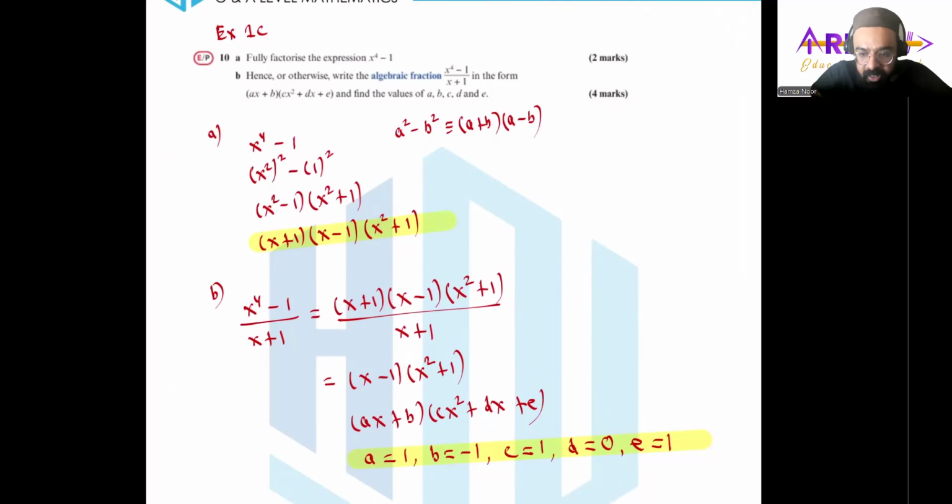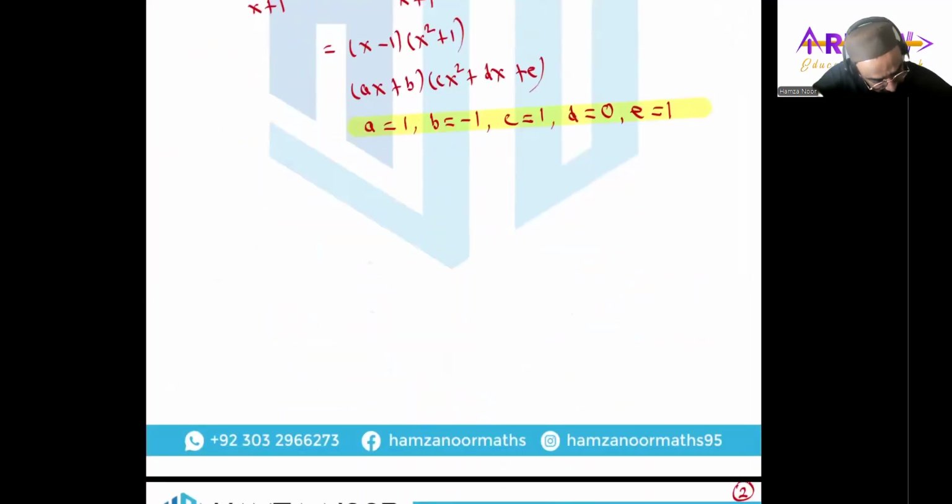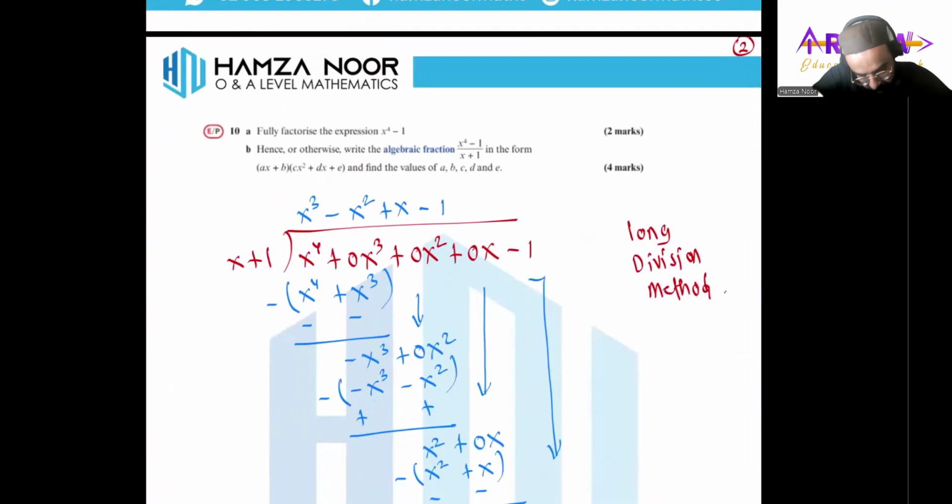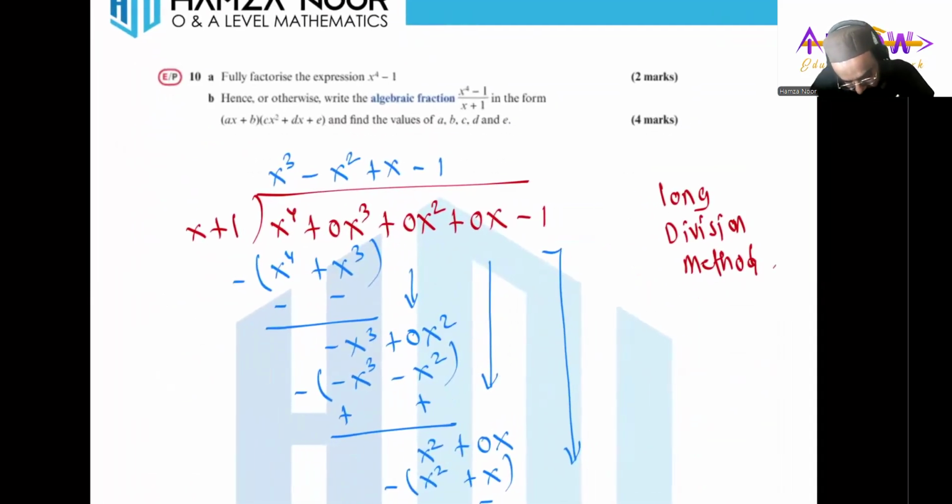I hope you have copied this much working. Here we have an alternative approach for part B, which is by using the long division method. Otherwise, in this case, I'm going to divide this polynomial with a degree of 4 by the linear expression x plus 1. This is a way of saying that a polynomial is divided by another polynomial, meaning the polynomial is divided by a divisor. So x raised to the power of 4 minus 1 is going to be divided by x plus 1.